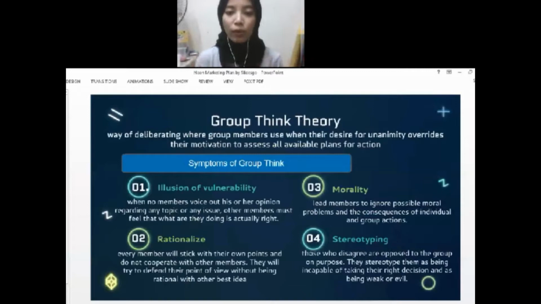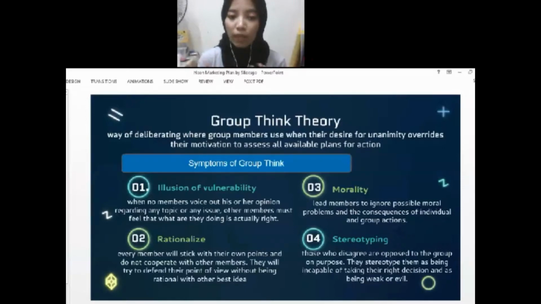The groupthink theory that is related with leadership. What is meant by groupthink theory? It is a way of deliberating that group members use when their desire for unanimity overrides their motivation to assess all available plans. There are 8 symptoms of groupthink.